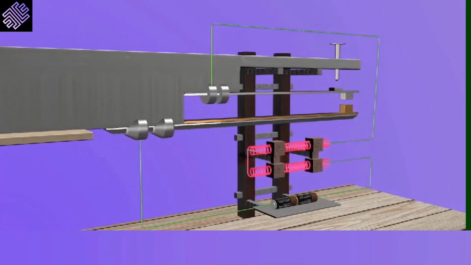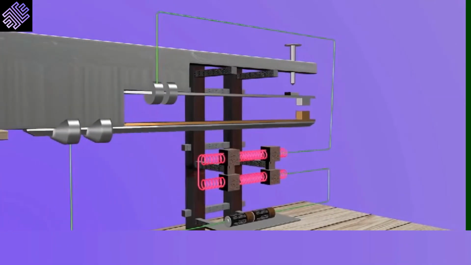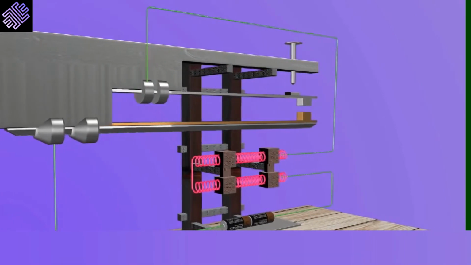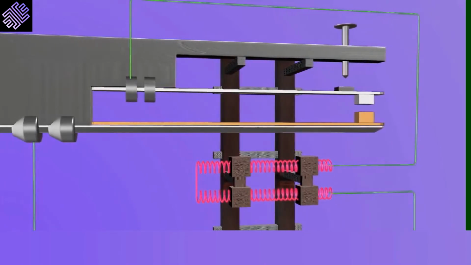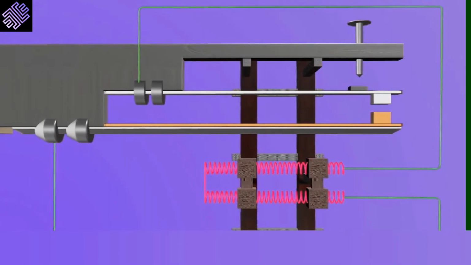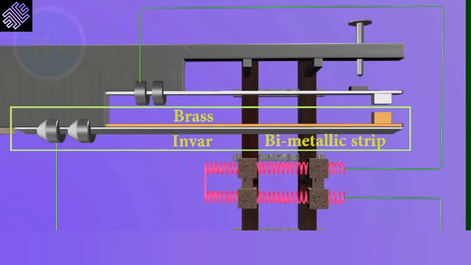One such device is thermostat, which is used to regulate the temperature of a room to a specific range. The image shows a typical structure of a thermostat. We have the bimetallic strip made up of two metals, brass and invar, which is connected to the battery source.